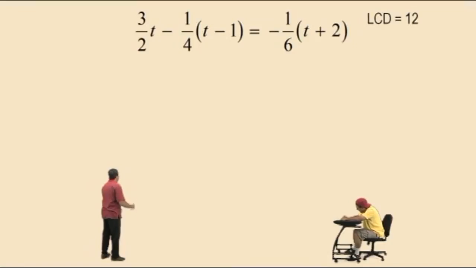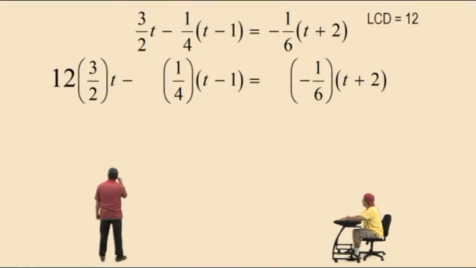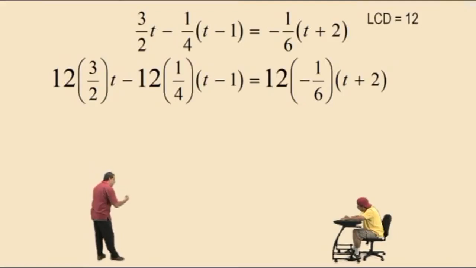It is 12. Now remember, we're going to multiply both sides of our equation by 12 and distribute. So be careful here. Watch, Charlie. Here we have 12 times 3/2 times t. Subtract 12 times the 1/4 times the quantity t subtract 1. And that's equal to 12 times a negative 1/6 times the quantity t plus 2.